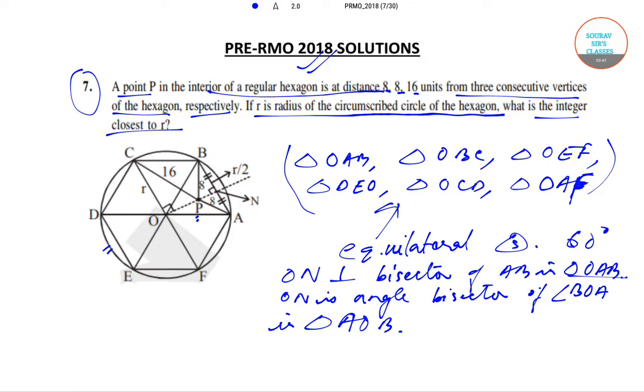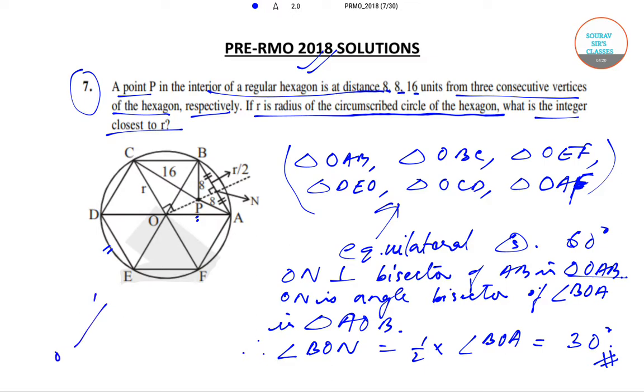So it bisects the angle which it makes, therefore angle BON is equal to half into angle BOA. Now BOA is nothing but 60 degrees, so half into 60 degrees, the measurement of BON is 30 degrees. So we have somewhat like this. This is OB, and then we have a perpendicular over here, and this is N, and this is the perpendicular. And this is 30 degrees.